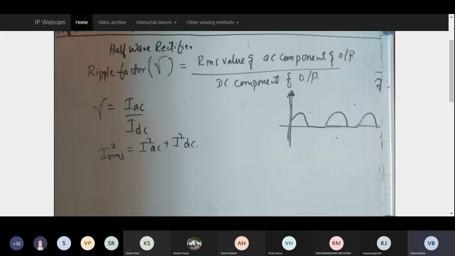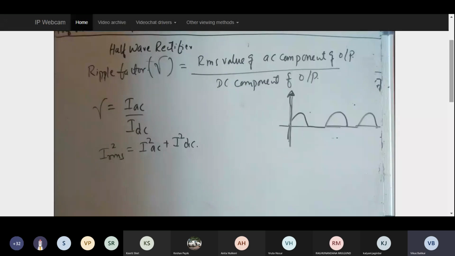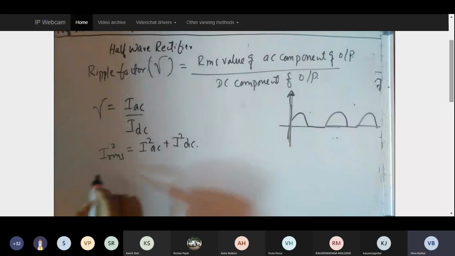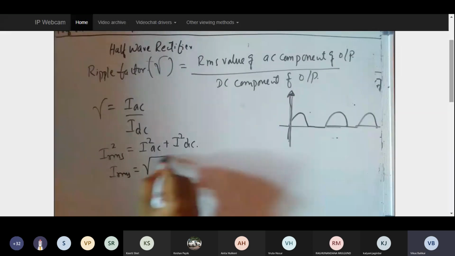Okay, let me finish up this in another 2 minutes. So IRMS is given by the combination of I square AC and I square DC. If this is the scenario, what will be my IRMS content alone? Square root of I square AC plus I square DC. So this is my IRMS.